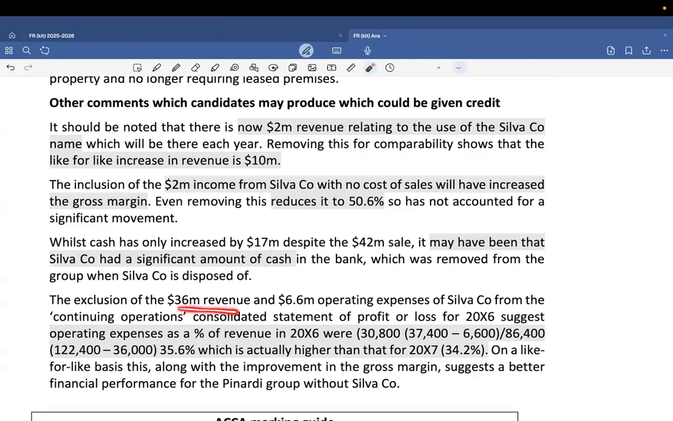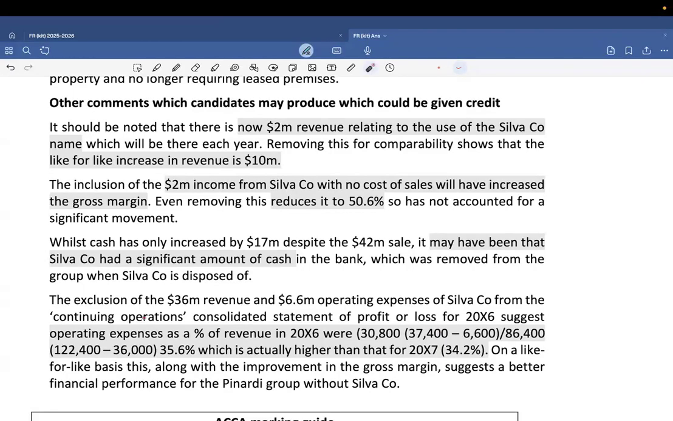Now, the exclusion of 36 million revenue and 6.6 million operating expenses of Silva Company from the continuing operations consolidated statement of profit or loss for 2006 suggests operating expenses as a percentage of revenue in 2006 were 3,800. That is out of the 37,400, you remove 6,000. It is just that operating expenses are measured in percentage. That is the change in value, that is 2006 by 2007.